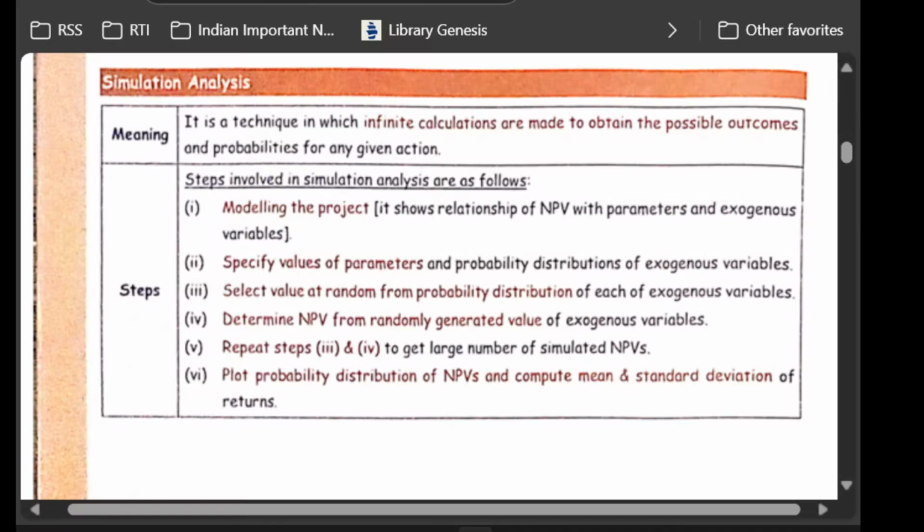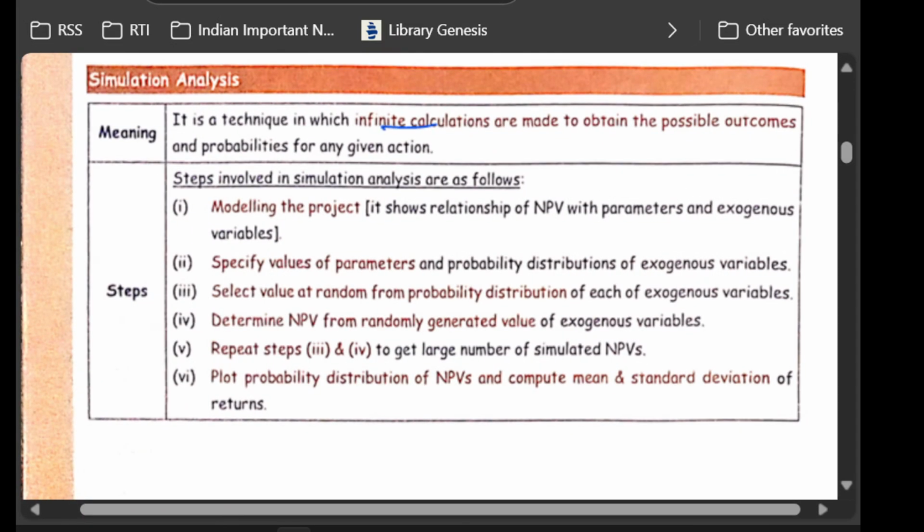Situation analysis. What is it? A technique in which infinite calculations are made to obtain possible outcomes and the probability of a given action. So we want this output. We do all the calculations, all the multiple permutations and combinations, to arrive at the data. That is situation analysis.